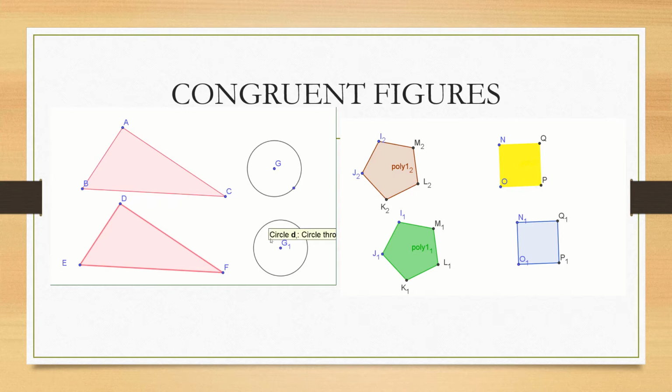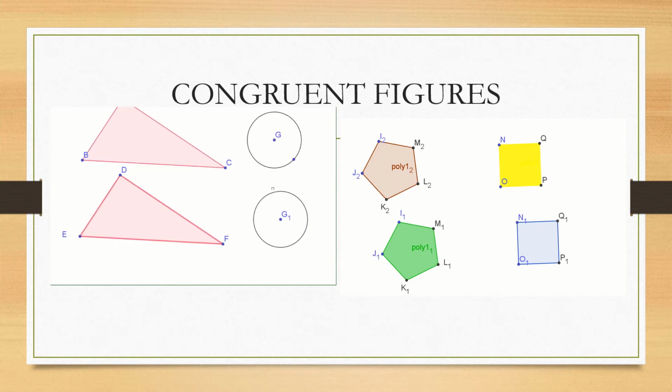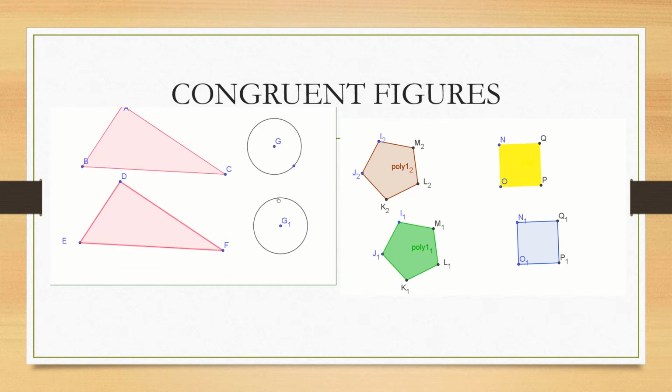Now look at this pair of circles. I have two circles, one with the center G, another with the center G dash. Are they congruent? They will be congruent if the circle G1 exactly falls over the circle with the center G. Let us see. Here, the circle with the center G1 exactly fell over the circle with center G. So these two circles are congruent.